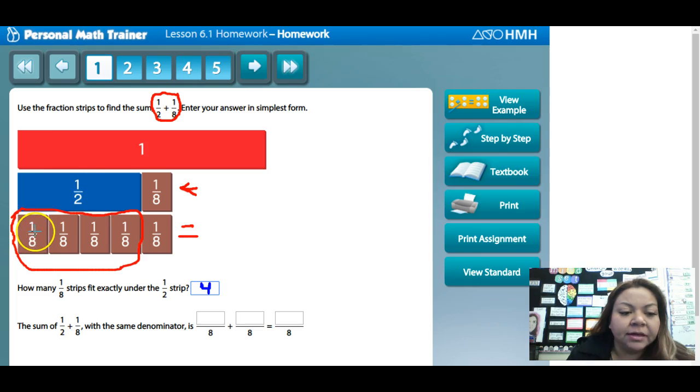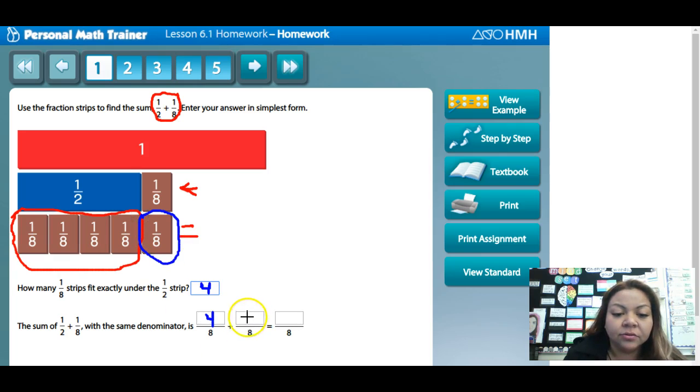1/2 is the same thing as 1, 2, 3, 4, 4/8. So you would write a 4 because it's 4/8. Plus, how many do we have on the other side? In this case, it's 1/8. So you would write 1/8. Now we're adding 4/8 plus 1/8, and that gives you the final answer, which is 5/8. And that's it. That's how you would solve this.